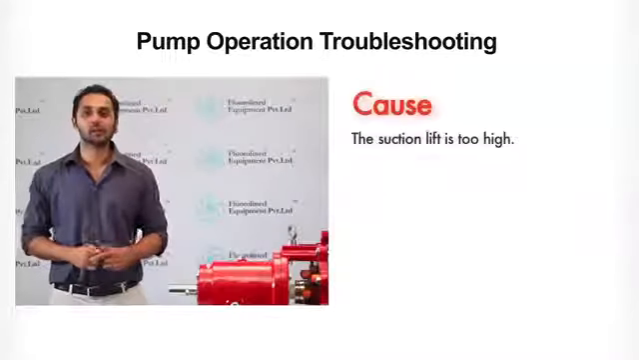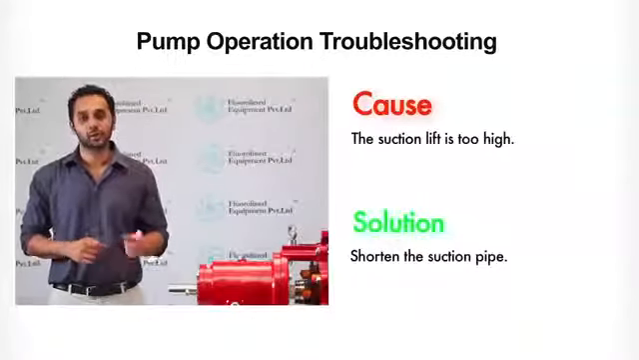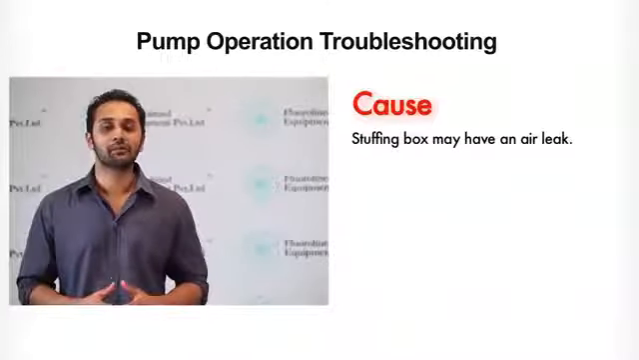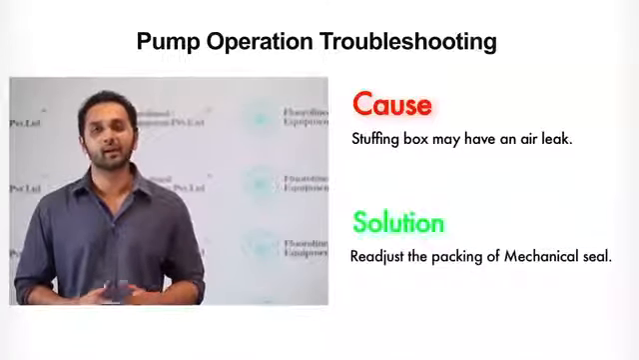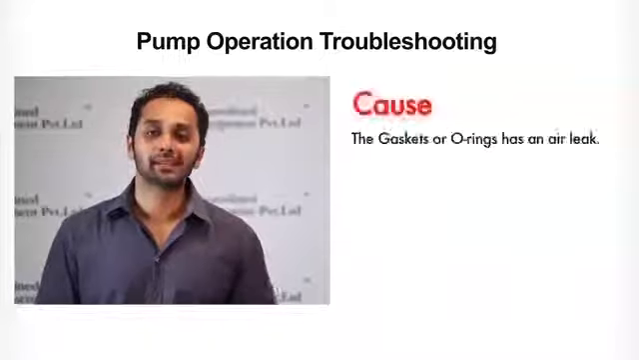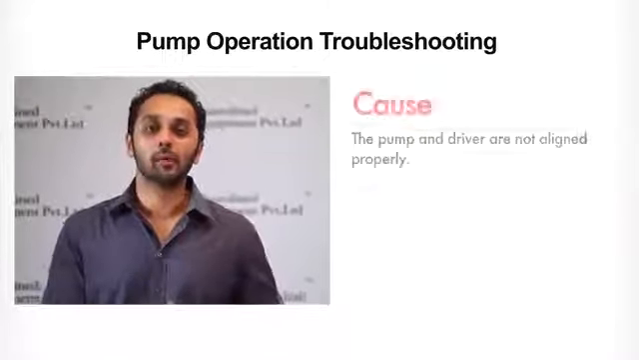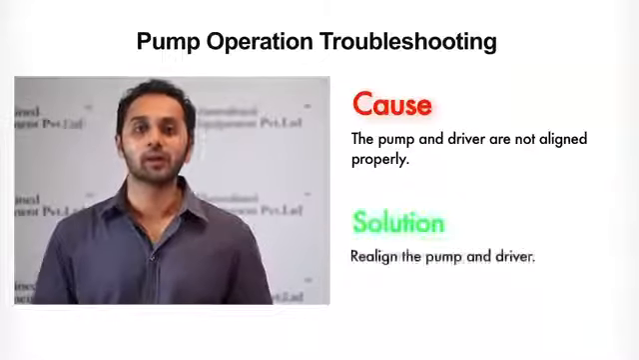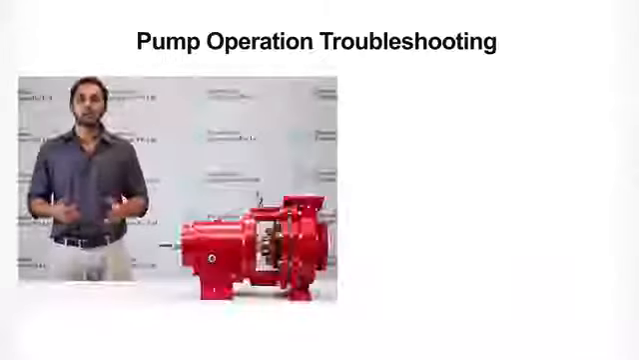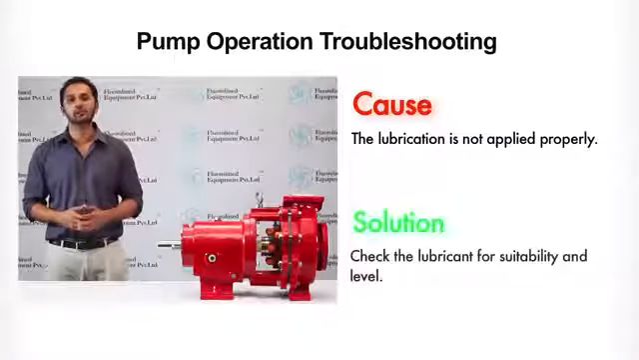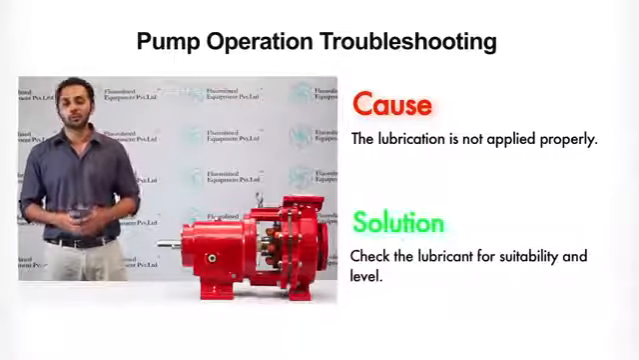Number 6. The suction lift is too high. Shorten the suction pipe. Number 7. Stuffing boxes may have an air leak. Readjust the packing of the mechanical seal. Number 8. The gaskets and the O-ring may have an air leak. Replace the gaskets and the O-ring. Number 9. The pump and the driver are not aligned properly. Realign the pump and the driver. Number 10. The lubrication is not applied properly. Check the lubrication for suitability and level.